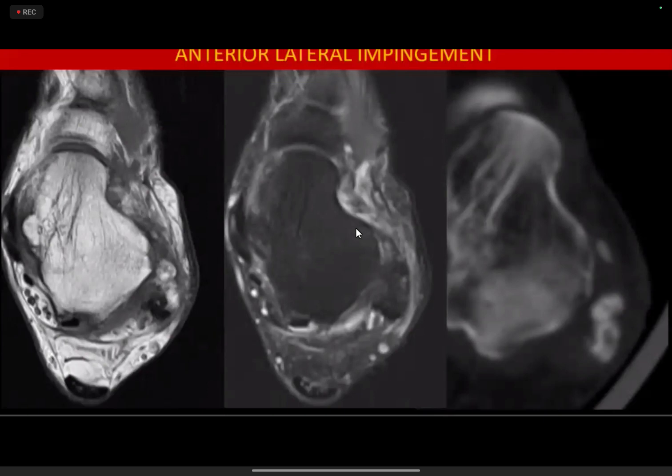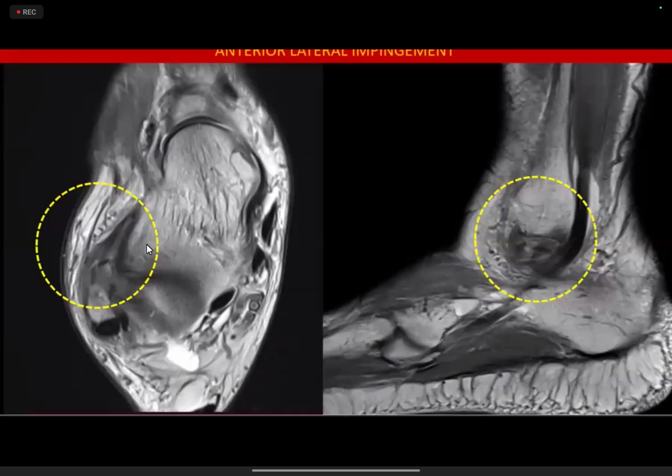Another case wherein we can see thickening of the ATFL, we can see synovitis, and if we look carefully, we should try to identify any small bony avulsions which may occur with sprains. For example, in this case, we can see a small bony avulsed fragment here, which is beautifully seen on a corresponding CT scan.